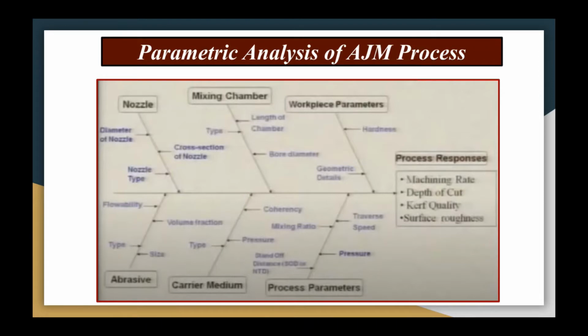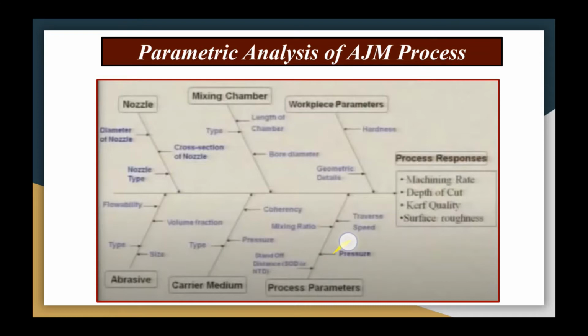Then next is the carrier medium. This is another very important parameter: which type of carrier medium you are using, whether it is air or some gas, both affect the performance of the process. Then what is the coherency of the carrier medium, and what is the pressure at which you are using it. Both of them will affect the performance of the AJM process.